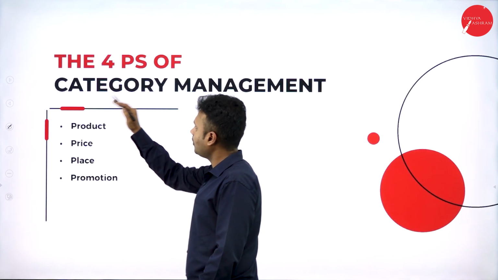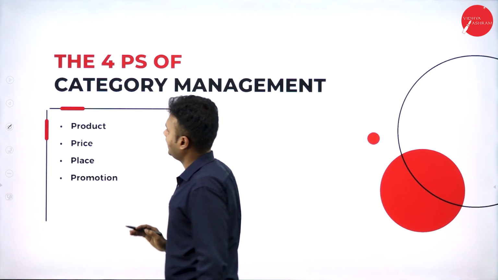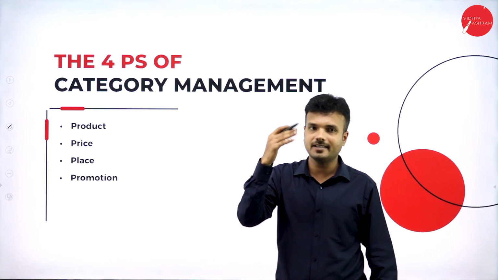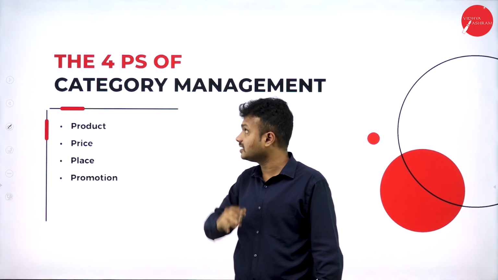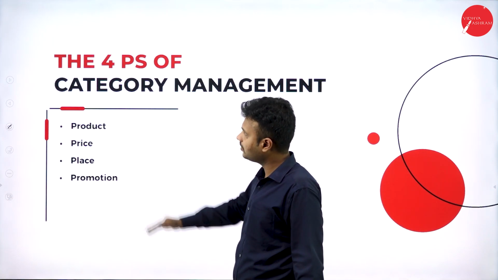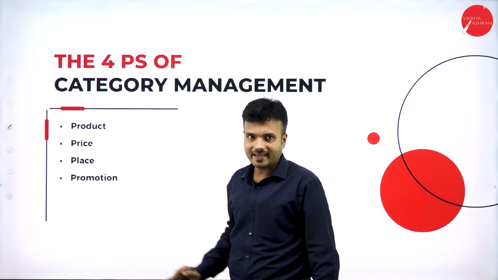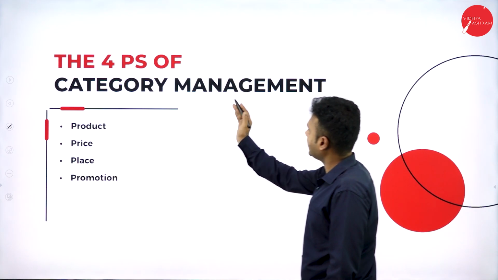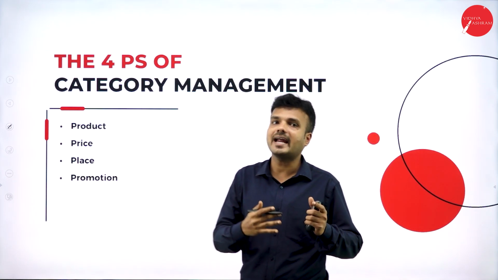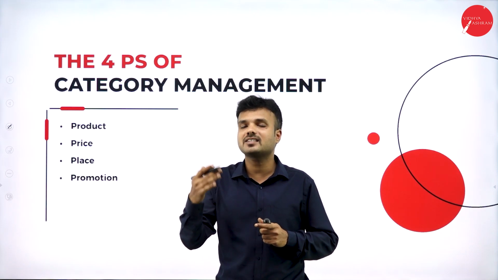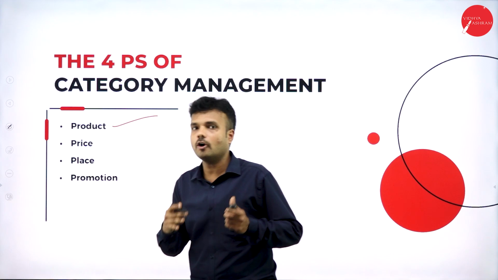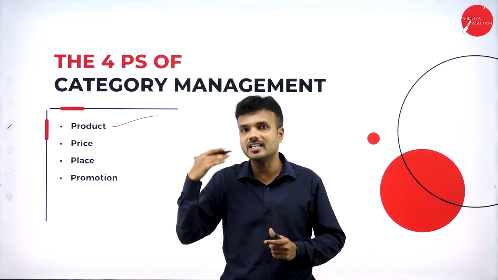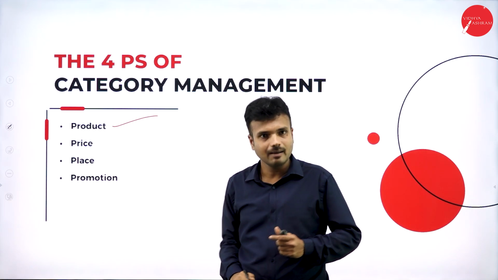Again, the 4 P's of category management. In the previous session we studied the 4 P's of the marketing mix, that is product, price, place and promotion. Here in category management also these 4 P's play a vital role. As we know, in category management, what are we supposed to categorize? We are supposed to categorize the merchandise goods, that is nothing but the product. So it is the way of distribution of the product in a systematized way. Which one? The category management.